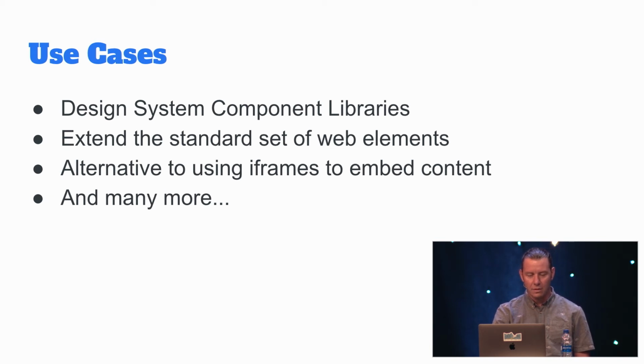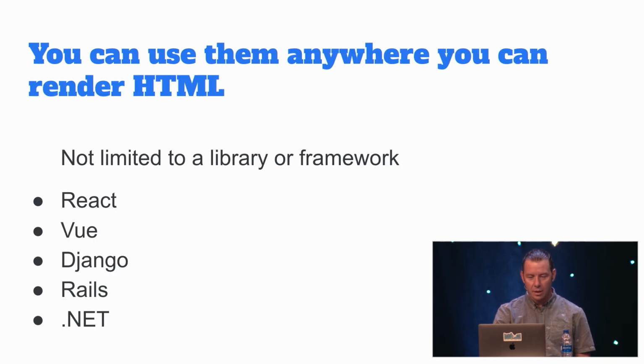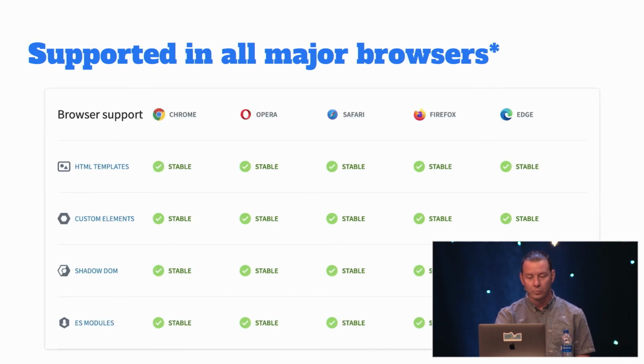And a use case I haven't seen, I'm sure someone's doing it, but I could see it: you can use it as an alternative to using iframes for embedding content. And there's probably a million other use cases I can't think of. The real cool part about this is you can use it anywhere you can render HTML. It's not limited to a library or framework. You can use web components in React and Vue and Django and Rails. If you can output HTML, you can output a custom web component.